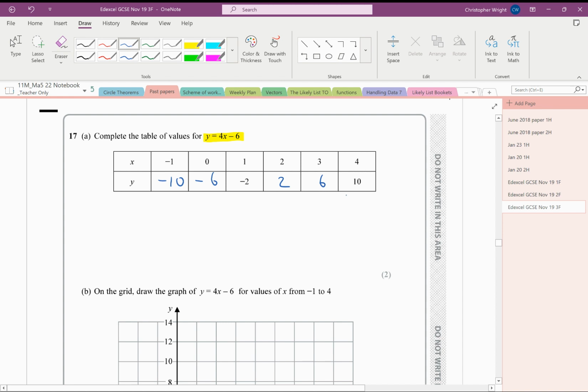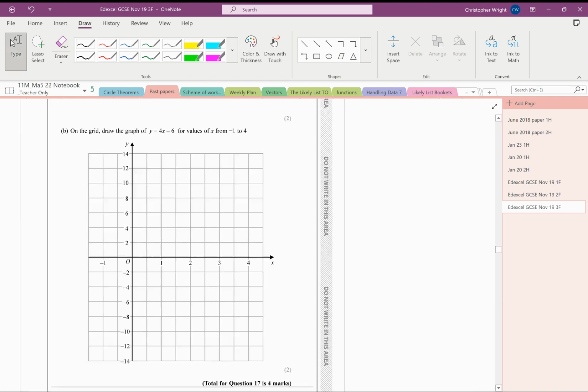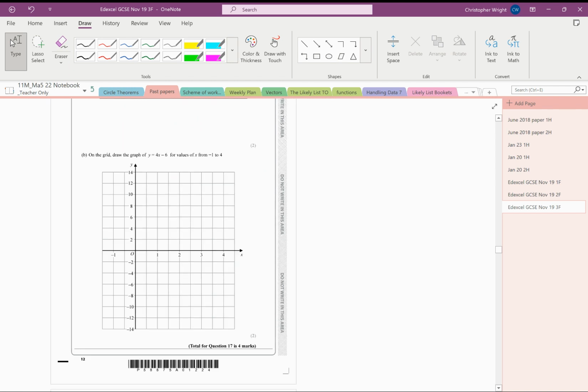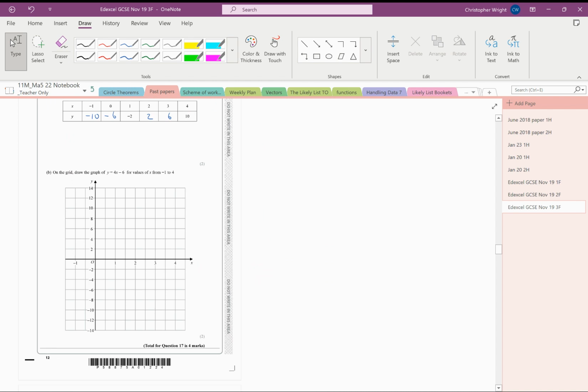You might also have noticed that you go down by 4 each time, and you could have used that to fill them in too. All right, let's have a look. On the grid, draw the graph. Right, so you've got the points in the table above, so you can plot those. Make sure you get your scale right. Make sure you plot the points correctly.